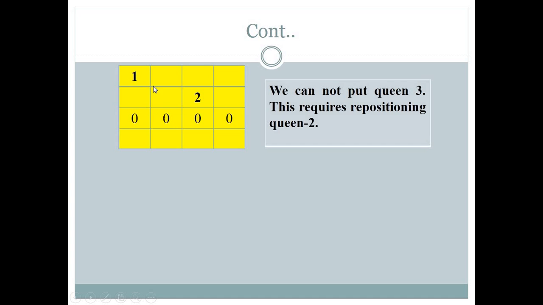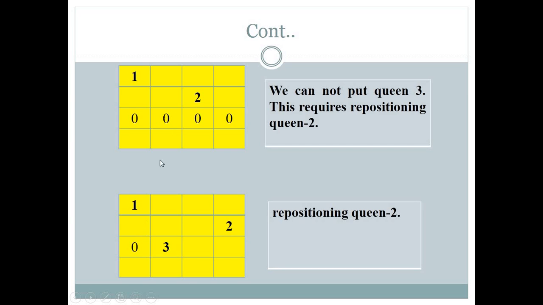In the third step, if we put the second queen here, then we will check for the position of the third queen. This position cannot be selected because it will be in the same column as queen 1. Here we cannot put our third queen because it will be on the same diagonal as the second queen. Here also we cannot put our third queen because it will be in the same column as well as the diagonal of both queens. Here also we cannot put our third queen because it will be on the diagonal of the second queen. So that situation requires repositioning of queen 2, which means we have to reposition this queen 2.